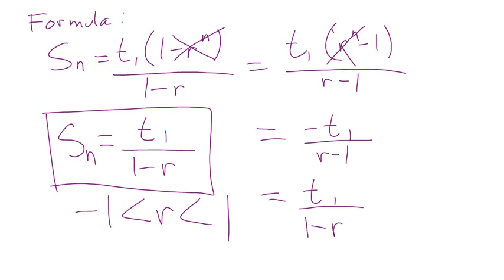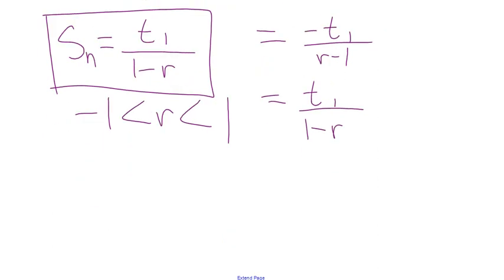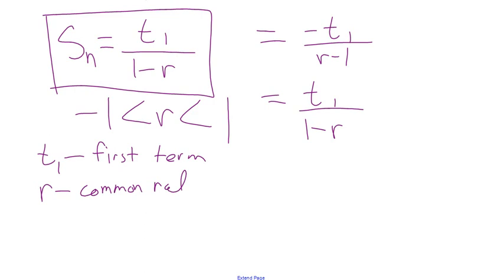Okay, so we have the formula for the sum. So what do we have? T1 is the first term, r is the common ratio, and S sub n is the sum of an infinite number of terms. Infinite.